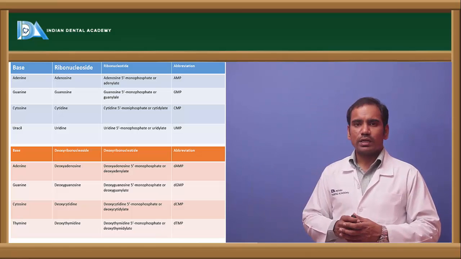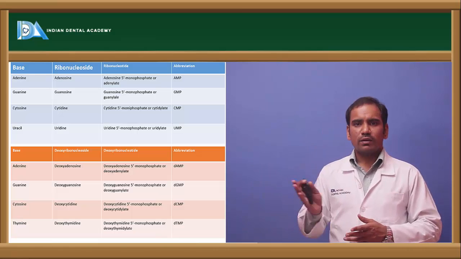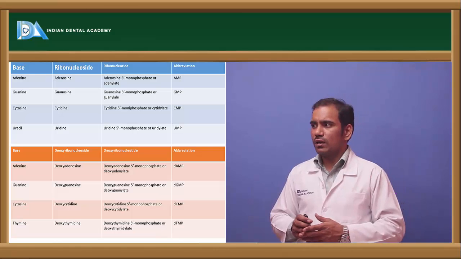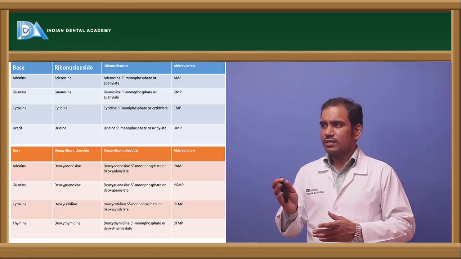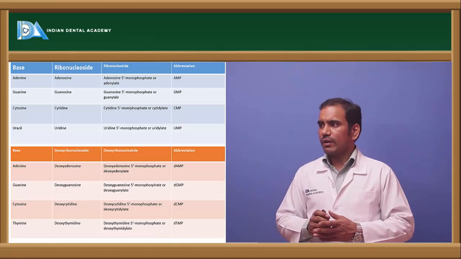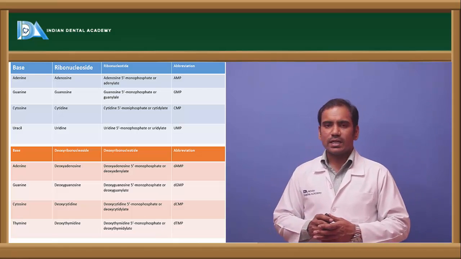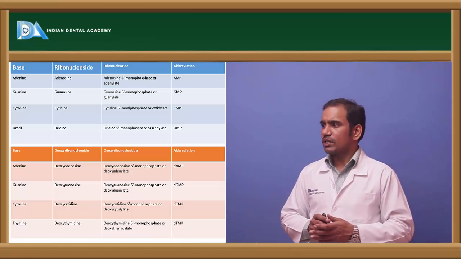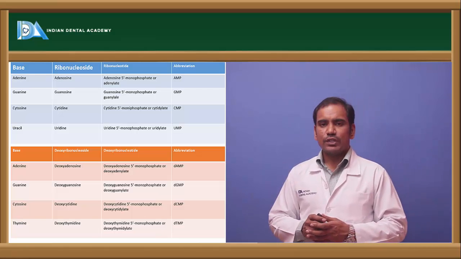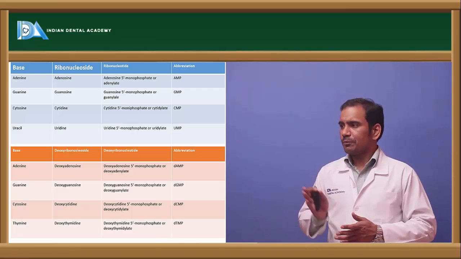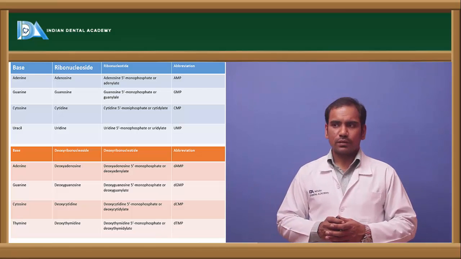So in short, the abbreviation is AMP. Guanine with ribonucleoside is guanosine, and its nucleotide is GMP, guanosine monophosphate. Cytosine, when it binds with a sugar, forms cytidine, and with phosphate, that cytidine is converted into cytidine monophosphate. The same for uracil: with sugar we call it uridine, and uridine with a phosphate group becomes uridine monophosphate.